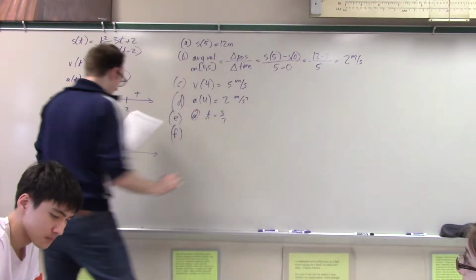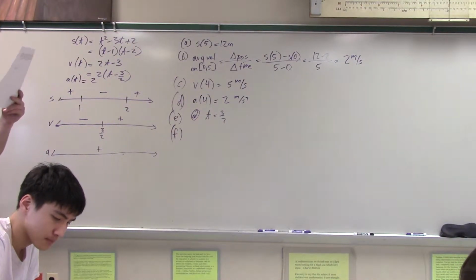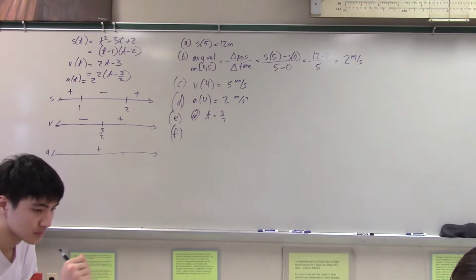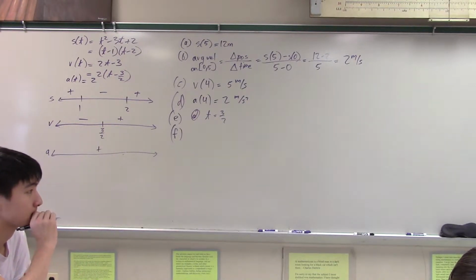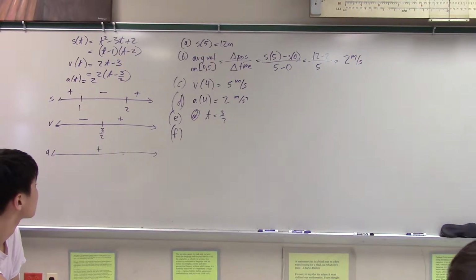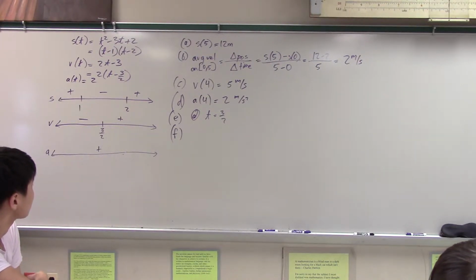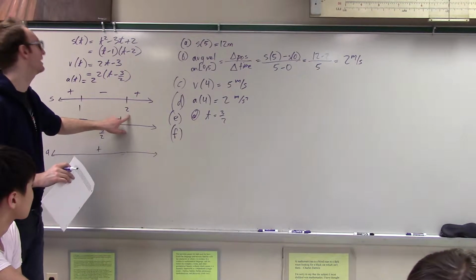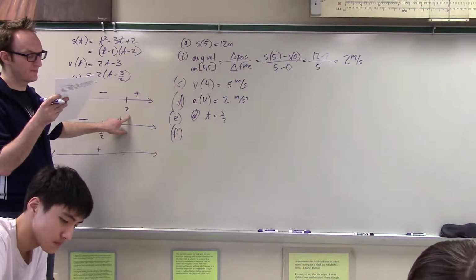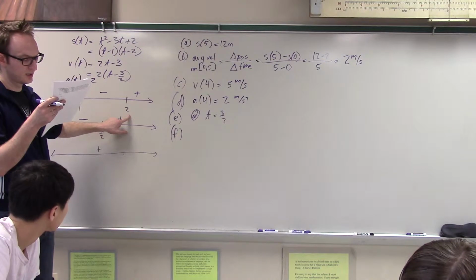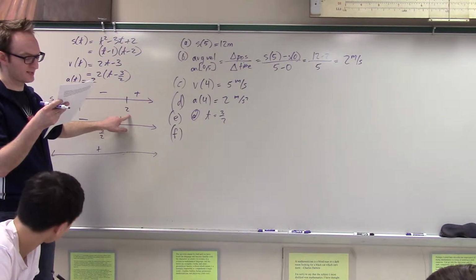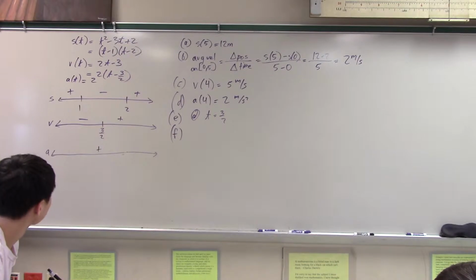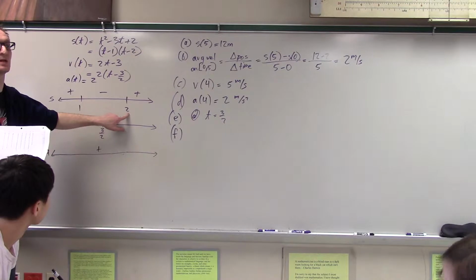Where is S a minimum? Where is the particle when S is a minimum? Yanni, at what time do we get the minimum value of S? At 2? Yeah, it is at 2. Wait, hold on. Where's the particle when S is a minimum? No, at 2, S is 0.